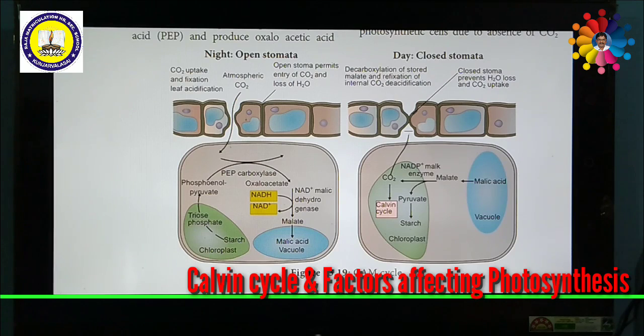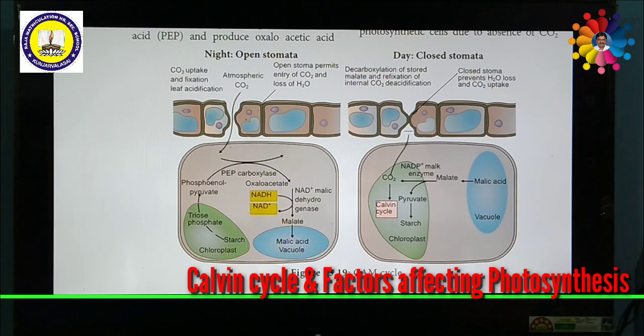During the daytime, the stomata are closed and malic acid is decarboxylated into pyruvic acid, resulting in decreased acidity during daytime. The carbon dioxide thus formed enters the Calvin cycle and produces carbohydrate. So this is called CAM metabolism or CAM cycle.